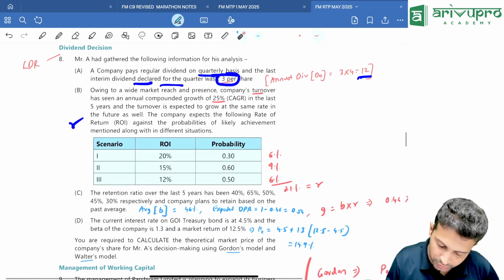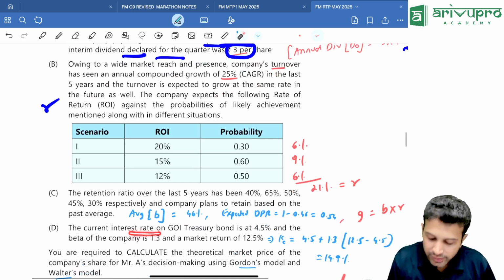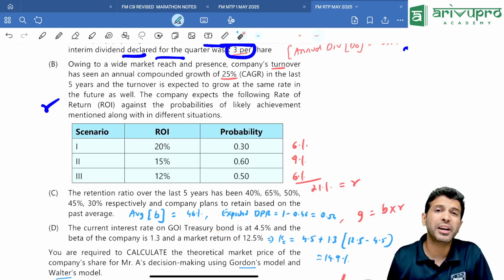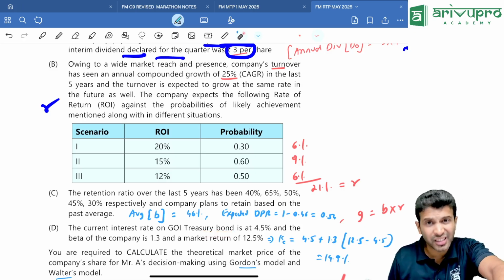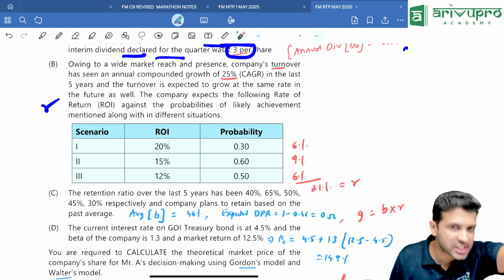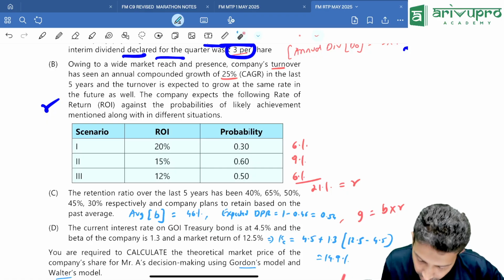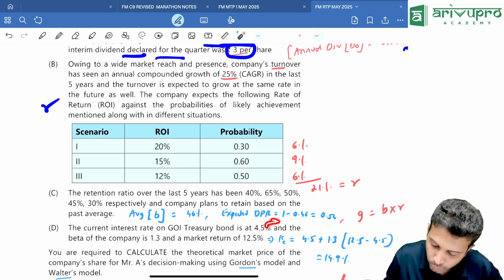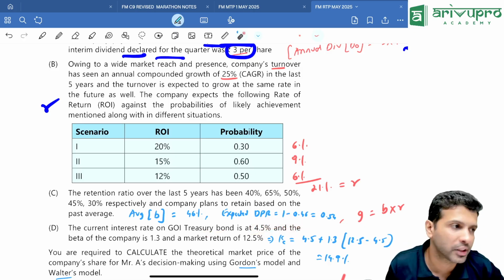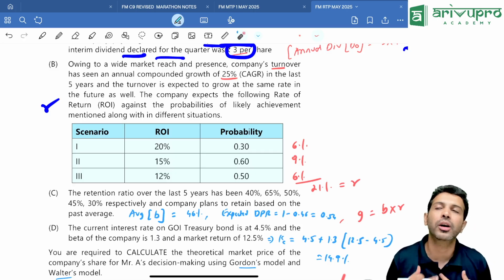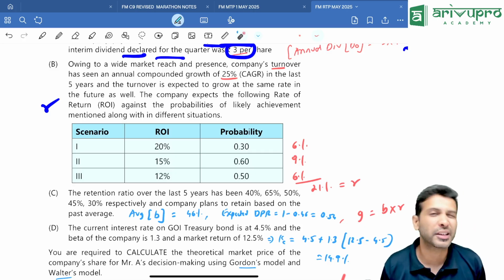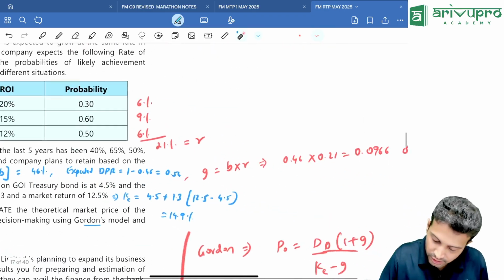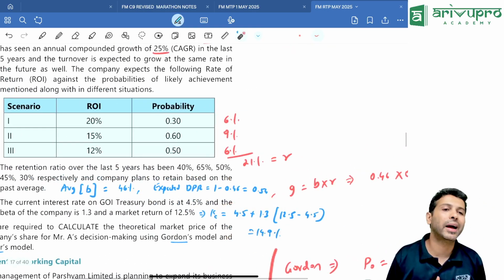Okay, now I think you have all the information. Current interest rate on GOI, as in Government of India, treasury bond. Sir, government bonds, RBI bonds and all are risk-free, or what is it? They are risk-free instruments. That means the government treasury bond is giving 4.5%. This 4.5% is your RF. The moment RF comes, which model? Capital Asset Pricing Model. How do you get cost of equity using the CAPM model? RF plus beta into RM minus RF.